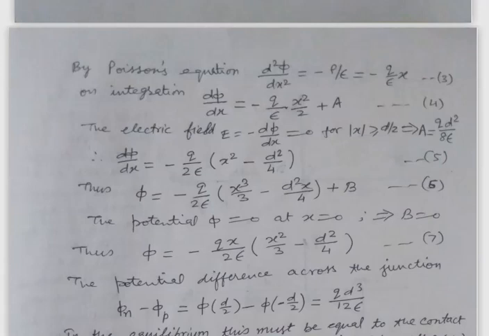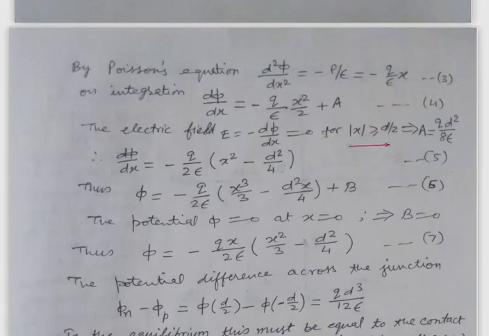The electric field across the junction is given by E equal to minus d phi over dx. So the electric field will be 0 beyond the depletion layer, that is when x is greater than or equal to d by 2. Applying this condition to equation number 4 gives us the value of the integration constant A equal to q d square upon 8 epsilon.